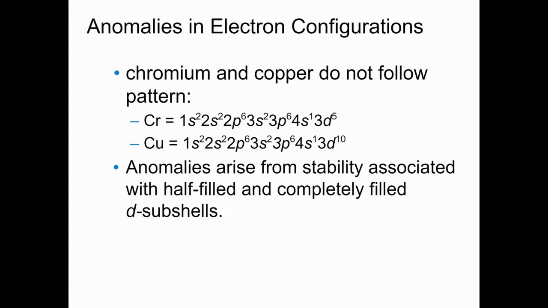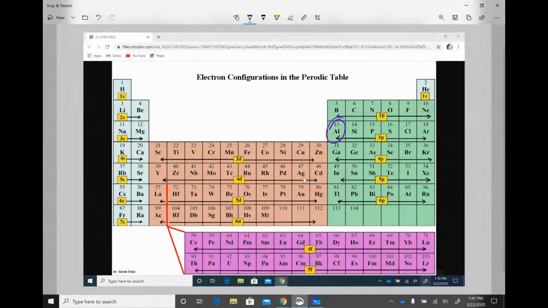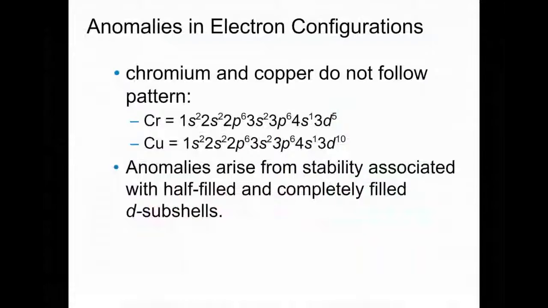So now there are a couple anomalies in the electron configurations. Of course, there's always exceptions to the rules. So for chromium and copper, they do not follow the pattern. All right, so you can see that chromium is here and copper is here. So you would expect this to be 1, 2, 3, 4 in the d's. So it should be 4s2 and then 3d4. But it turns out it's more energetically favorable to put 5 in the d's and only 1 in the s.